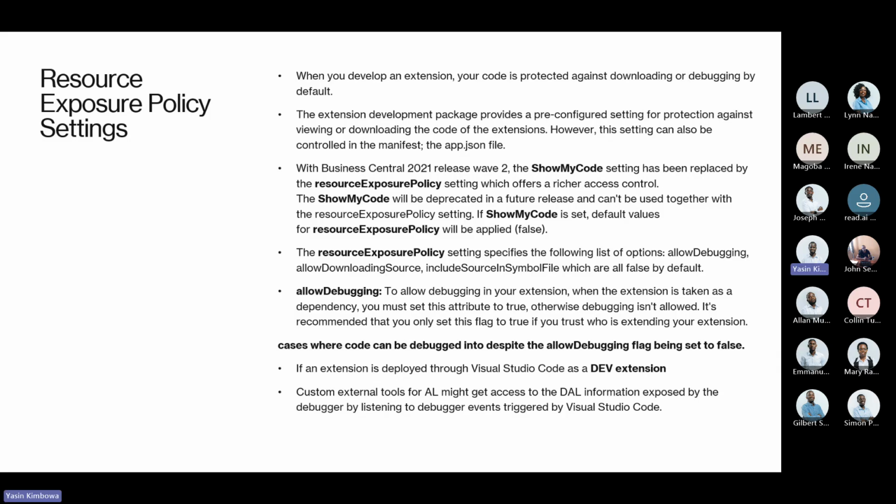So each of these properties defines a specific area in which the source code of an extension can be accessed. They say all options by default are set to false, which means that by default, no dependent extension can debug or download the source code of your extension, which is not the case that you've seen.